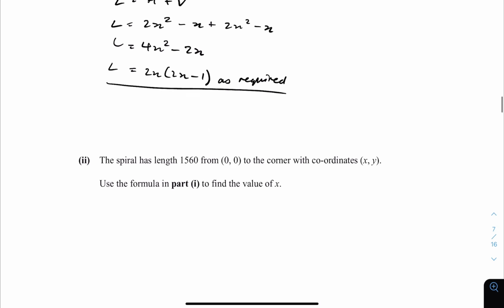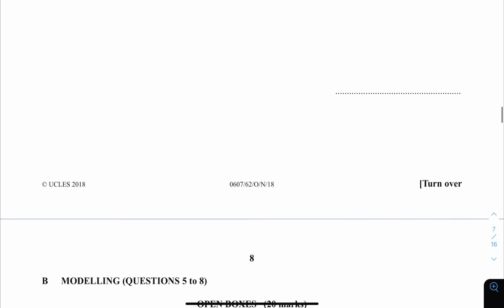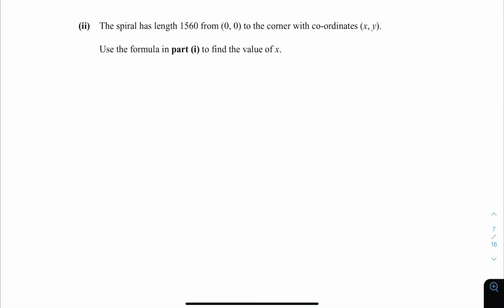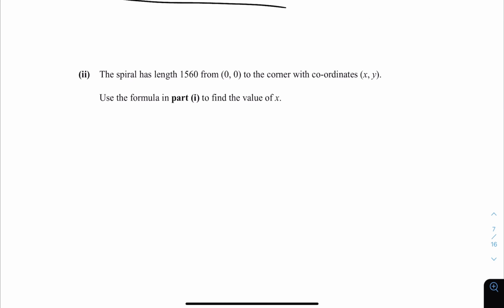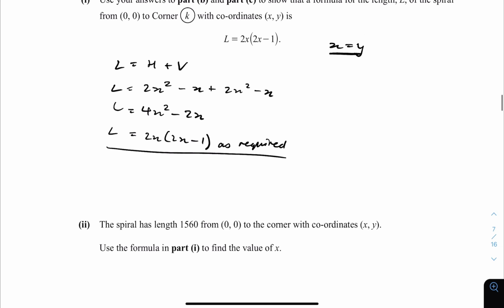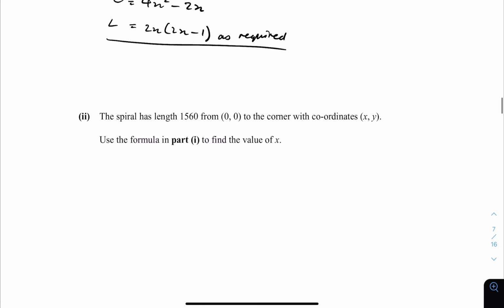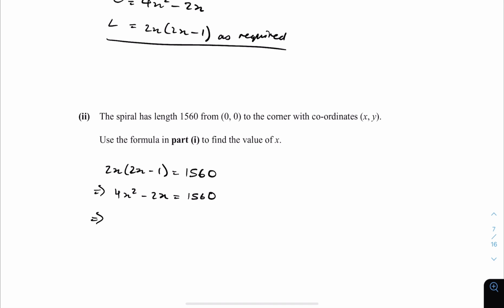Okay, so for the final part of this question, the spiral has length 1,560 from 0, 0 to the corner with coordinates x, y. Use the formula in part I to find the value of x. So the formula in part I is this. So what we can say is 2x times 2x minus 1 is equal to the length of 1560, and solve for x. So we get 4x squared minus 2x is equal to 1560. If we divide by 2, we get 2x squared minus x is equal to 780.